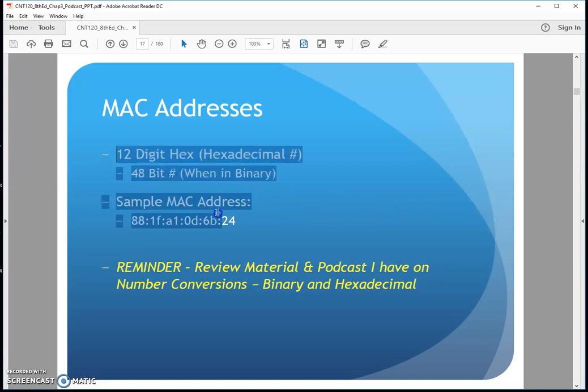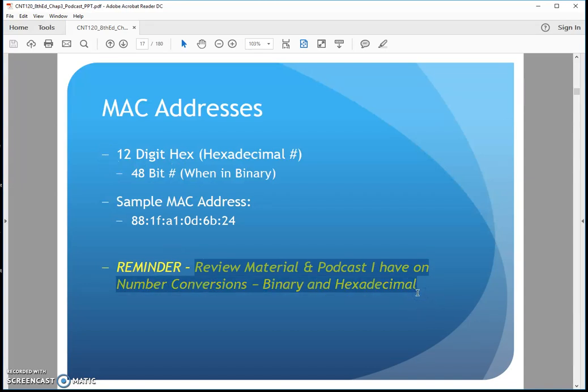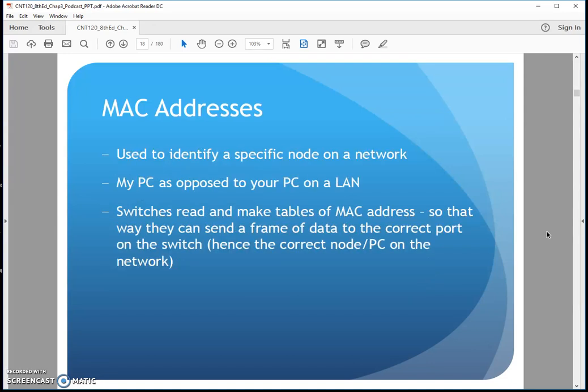Here's another example of a MAC address. I think I pulled this off one of the nodes I was using at one point in time. It's a 48-bit number, but traditionally written as 12 hex digits. Reminder, don't forget the other podcasts I have on binary and hexadecimal. Please use those. You need to know the basics of binary and hexadecimal when working with addresses. It's going to become very valuable, very handy to you. So please use those other podcasts that review binary conversions and hexadecimal conversions.